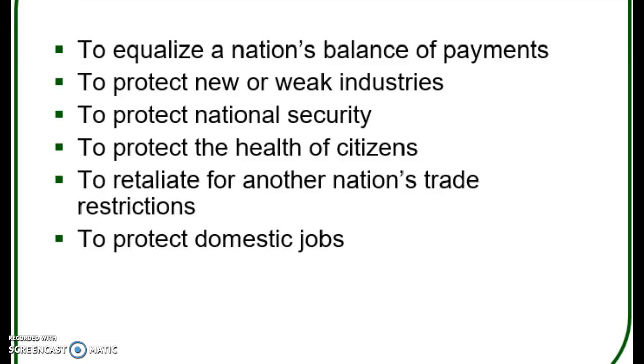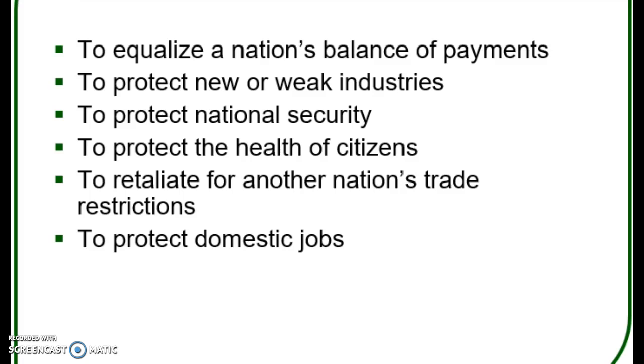Chapter 3, Part 2. Let's take a look at some of the reasons for trade restrictions. As you're probably aware, there's been quite a bit in the news lately. Arguments for manufacturing within the United States, bringing jobs back, etc. So let's look at some of the reasons given for trade restrictions.